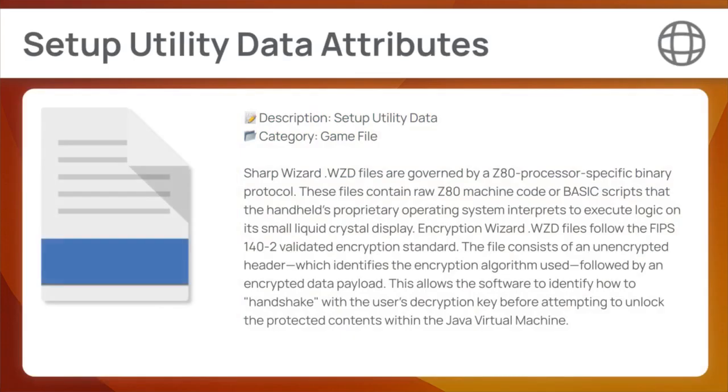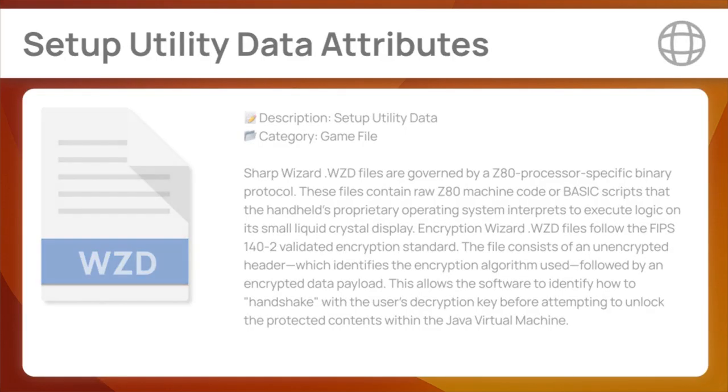Sharp Wizard WZD files are governed by a Z80 processor-specific binary protocol. These files contain raw Z80 machine code, or basic scripts, that the handheld's proprietary operating system interprets to execute logic on its small liquid crystal display. Encryption Wizard WZD files follow the FIPS 142 validated encryption standard. The file consists of an unencrypted header, which identifies the encryption algorithm used, followed by an encrypted data payload. This allows the software to identify how to handshake with the user's decryption key before attempting to unlock the protected contents within the Java virtual machine.